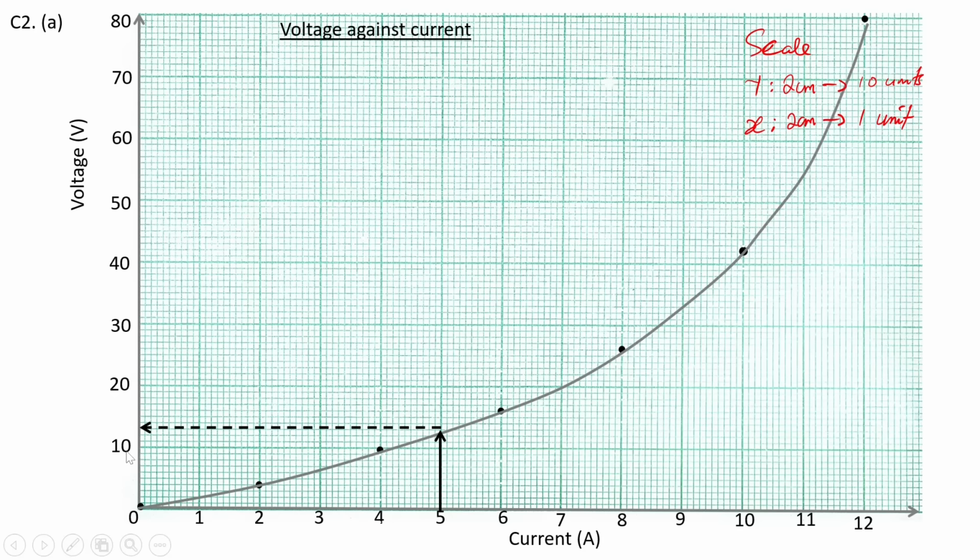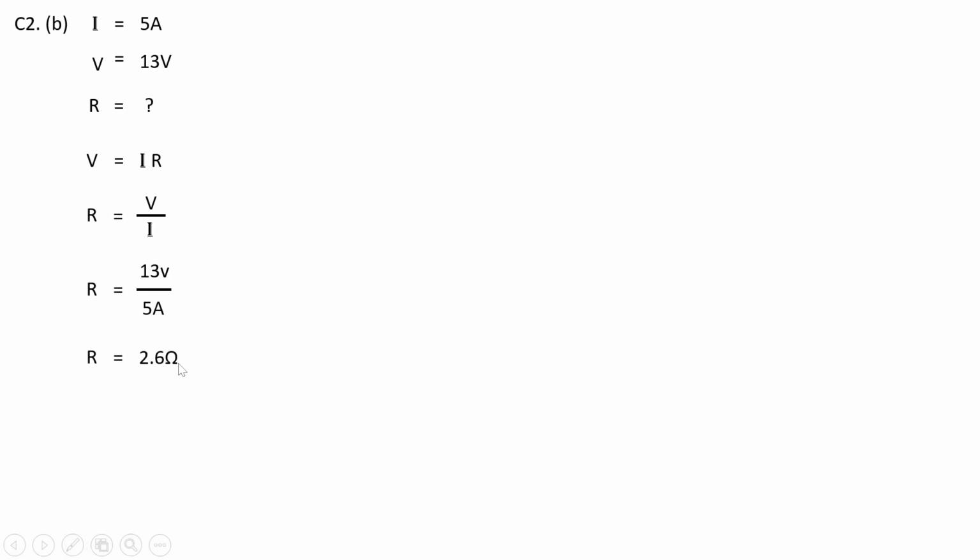Here you are reading volts. So you come here, you say, okay, there I've read it to be, C2B. Current was 5 amps, which we were told. Then voltage, you have found that it is 13. Now resistor is what they're asking for. So you say voltage is equal to current times resistor. Resistor is equal to voltage over current. Then you say equals, you put voltage 13 divided by current 5. Then you get your answer as 13 divided by 5, which is 2.6 ohms.